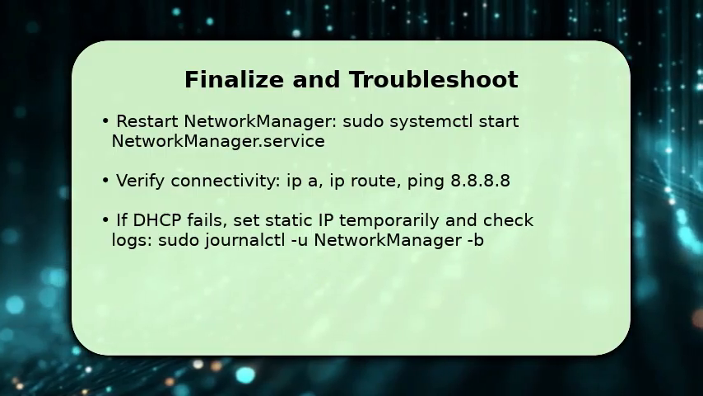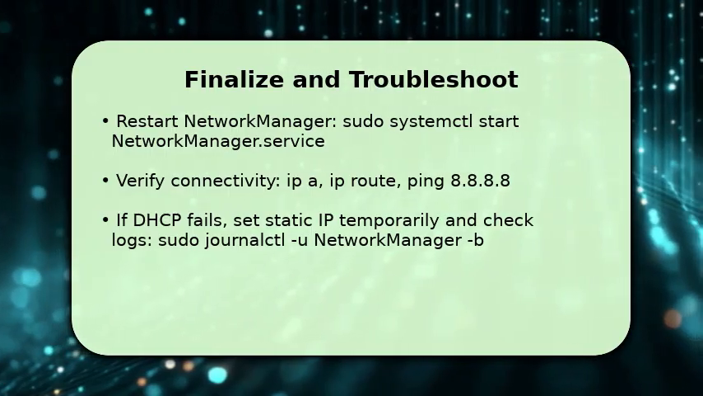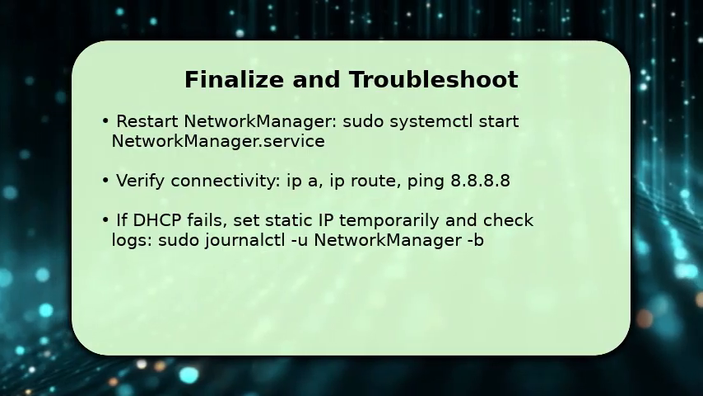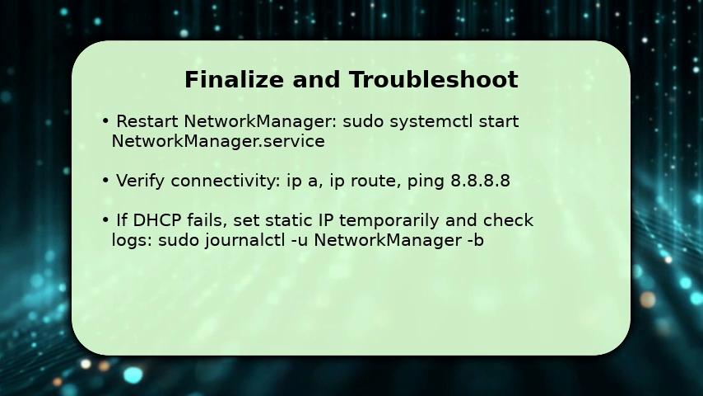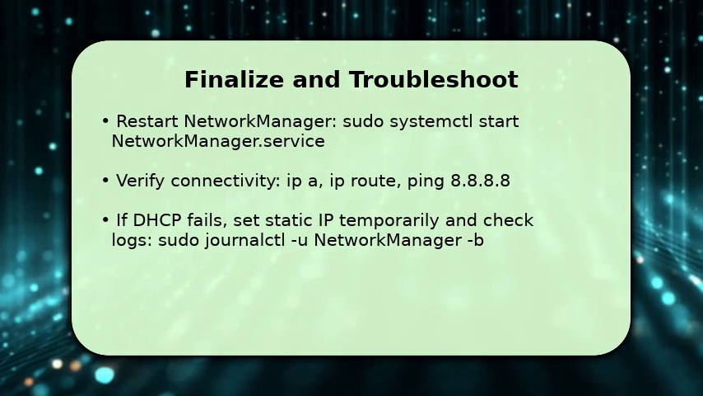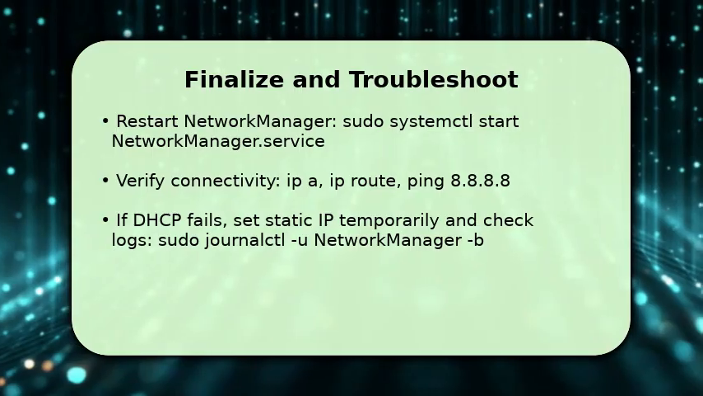If DHCP fails, assign a temporary static IP to regain access and inspect logs via sudo journalctl -u NetworkManager -b to find errors. If you still lack connectivity, recheck cables, drivers, or rfkill for wireless.